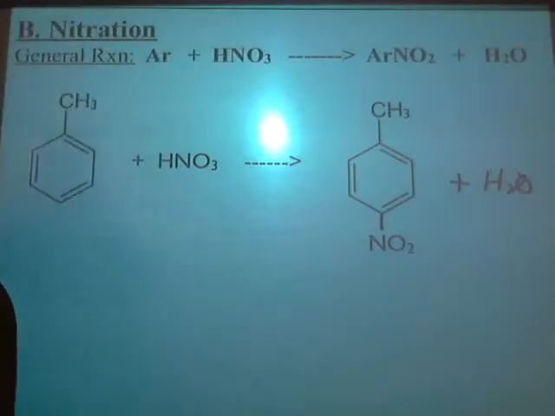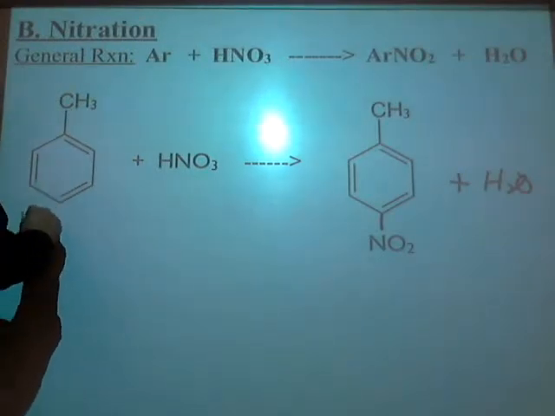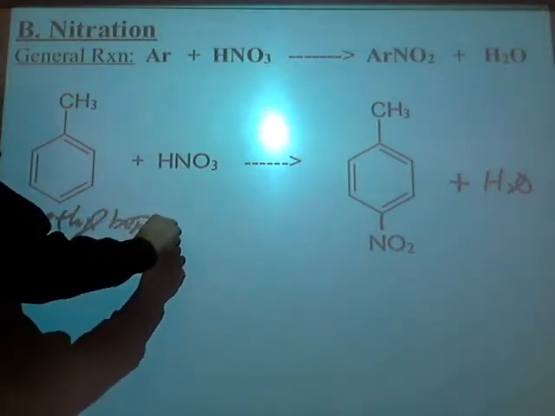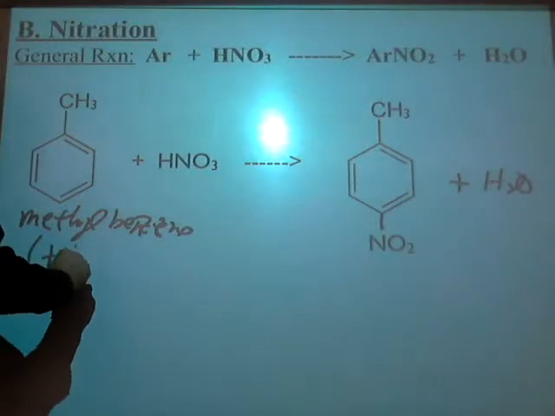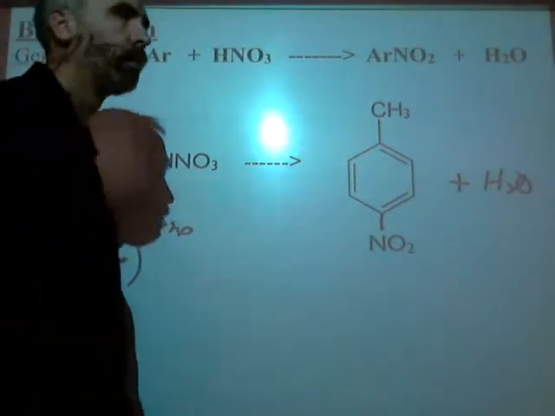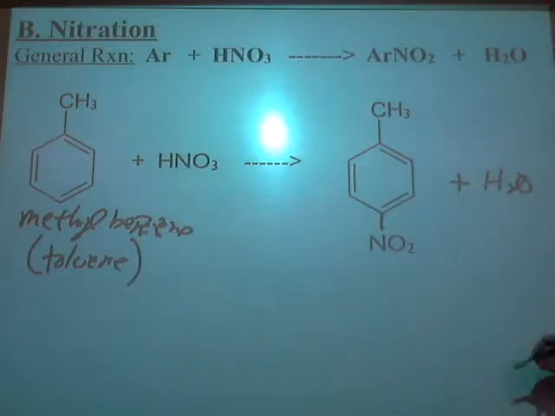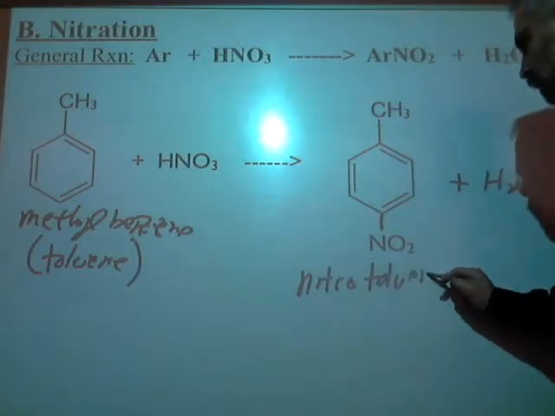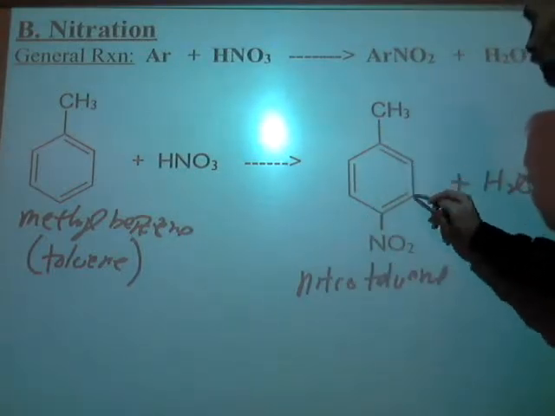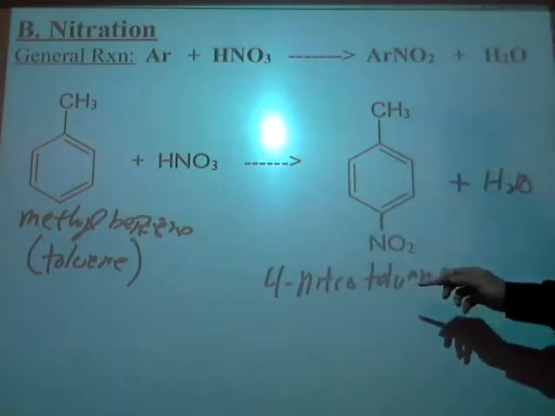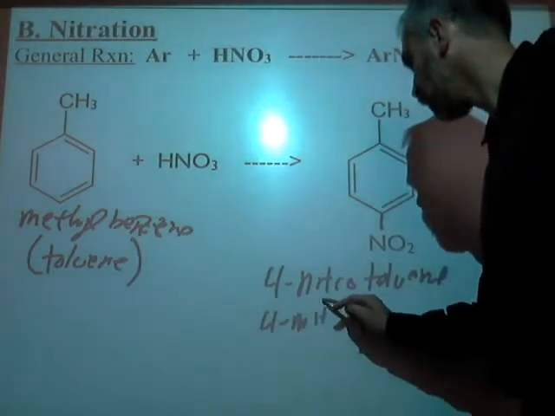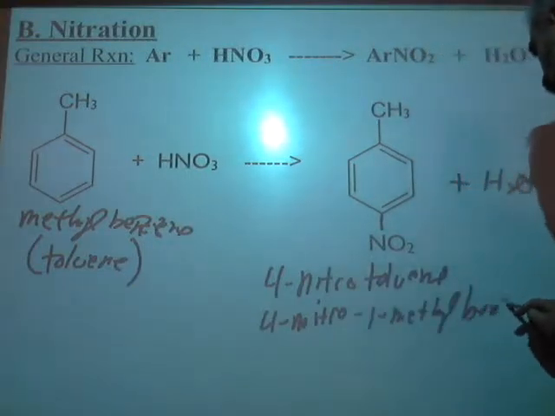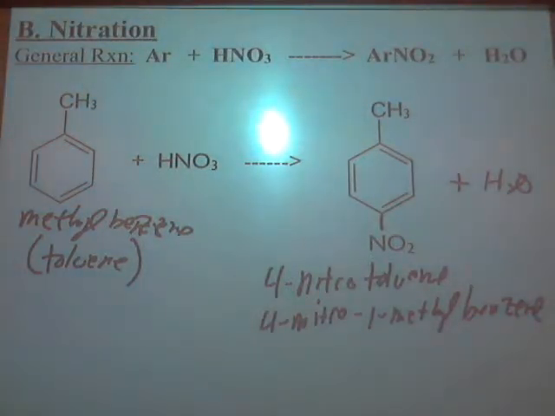Now, how would I name this guy? I could name him two ways. This guy could be called methylbenzene. I think you probably can see that pretty easily. Or toluene. And this guy over here would be called nitrotoluene. Or it might be what? 4-nitrotoluene or 4-nitro-1-methylbenzene. Okay?